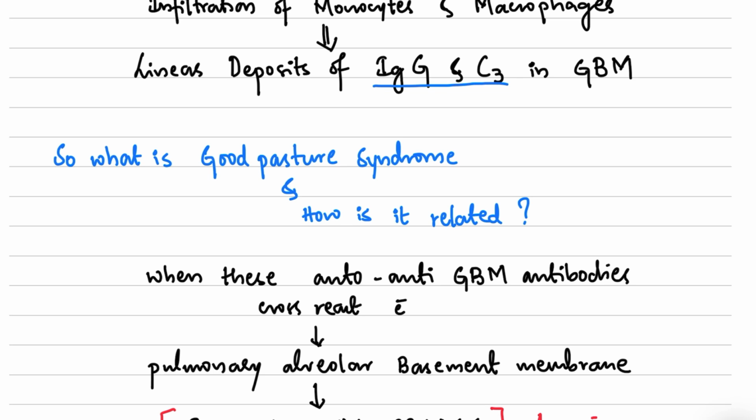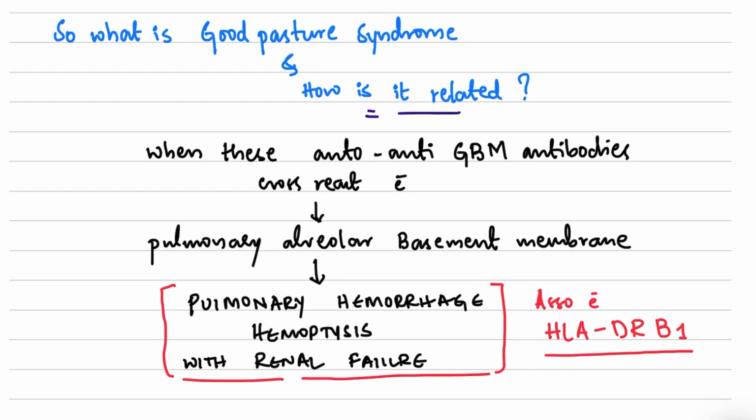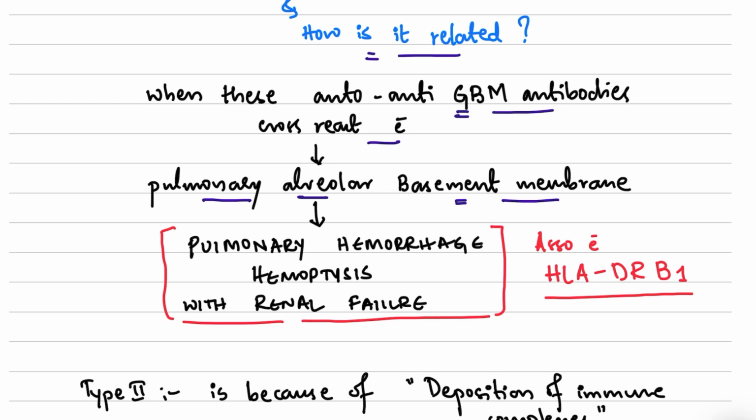So what is Goodpasture syndrome? As I just told you, how is it related to RPGN? When these glomerular basement membrane antibodies cross react with the pulmonary alveolar basement membrane, and remember, both have the same type, that is the alpha 3 chain of collagen type 4, the pulmonary symptoms the patient suffers with are pulmonary hemorrhage leading to recurrent hemoptysis. Along with that, from the kidney injury, he can also have renal failure.